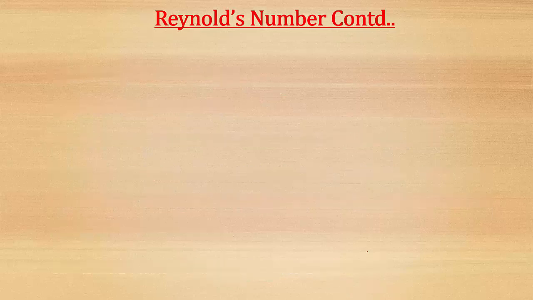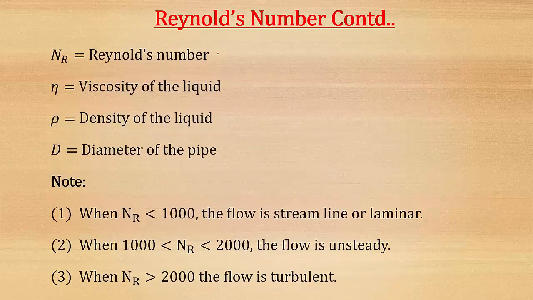This is critical velocity. So NR is Reynolds number, eta is viscosity of the liquid, rho is density, and d is diameter of the pipe. Note point, you can observe these 3 points are very important.